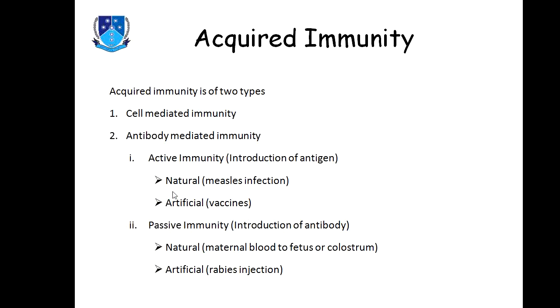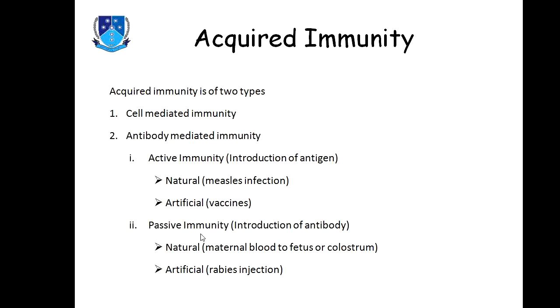The body is involved in the production of antibodies against the vaccine which we have introduced to the body. Number two, the passive immunity. As I have told you, passive immunity is when we introduce antibody directly to the body, and that antibody starts protection against the antigen which is already there in the body. Passive immunity has two types: number one, natural, and number two, artificial.